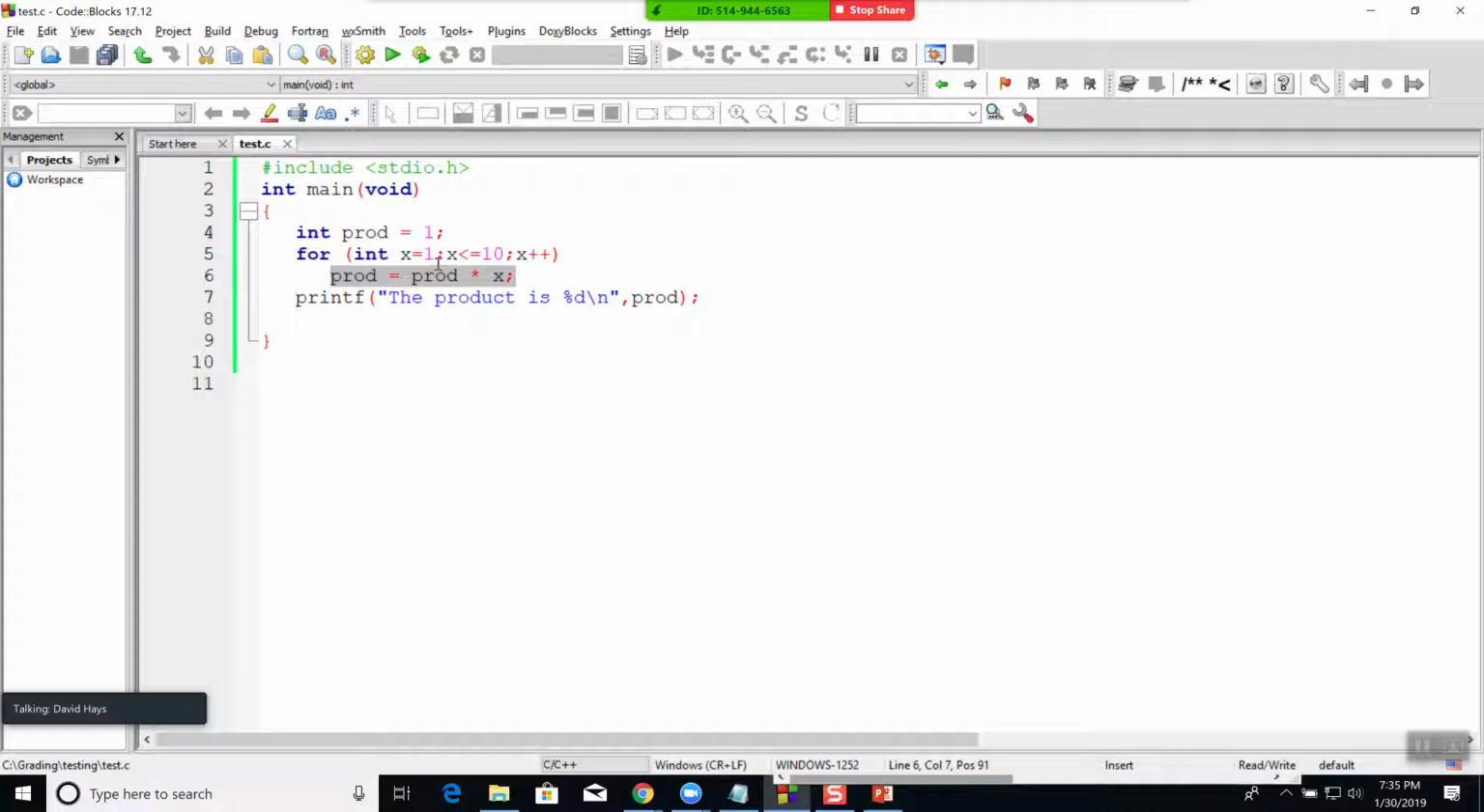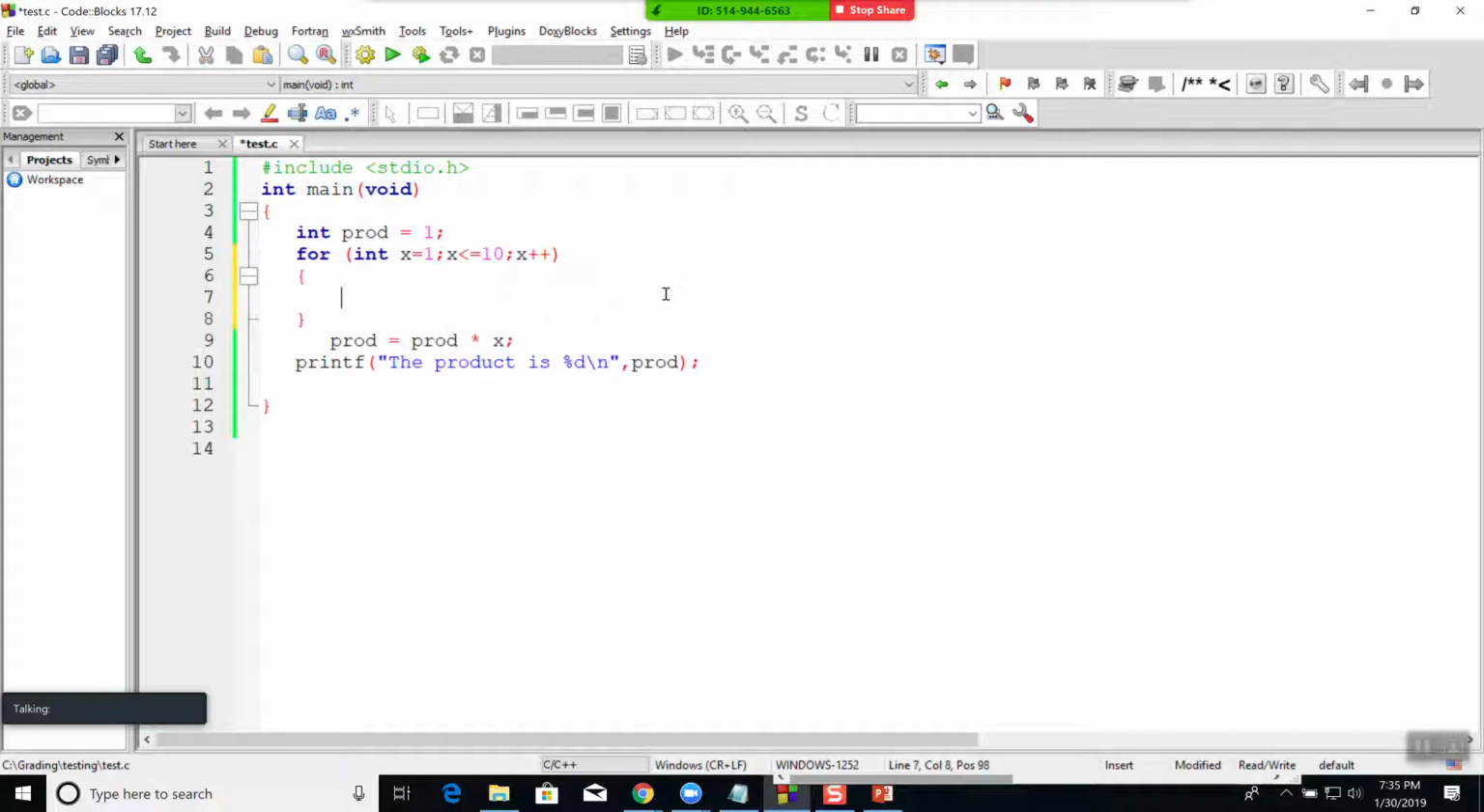You never need the curly braces if you just got 1 line of code. It doesn't hurt. I could put my curly braces there. So that doesn't hurt anything. But it comes down here and multiplies these together. So the old value of product, which is 1, times x, which is 1. 1 times 1 is 1, and assigns it to product. Comes back up here. This is only done when it first goes in the loop, so it never does that again.